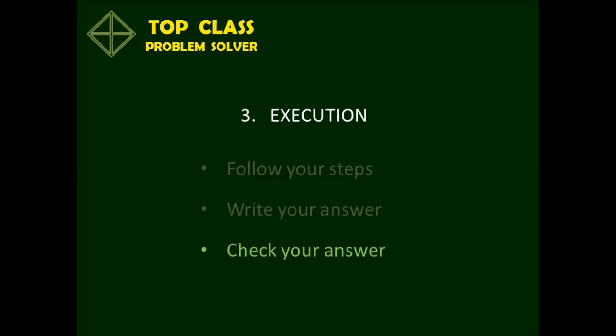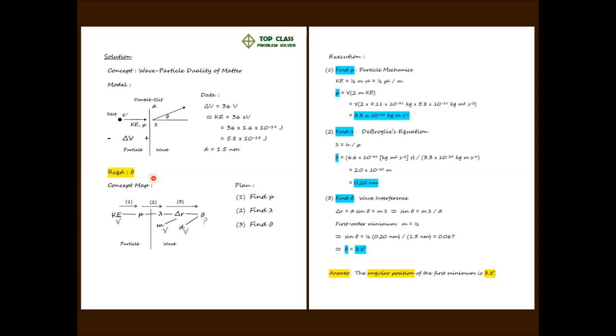The third step of the execution is to check your answer. When you check your answer, make sure that you state clearly what is required, that you give the appropriate unit, and that the magnitude of your answer is reasonable. We are asked for the angular position theta, and we wrote down the angular position in degrees.